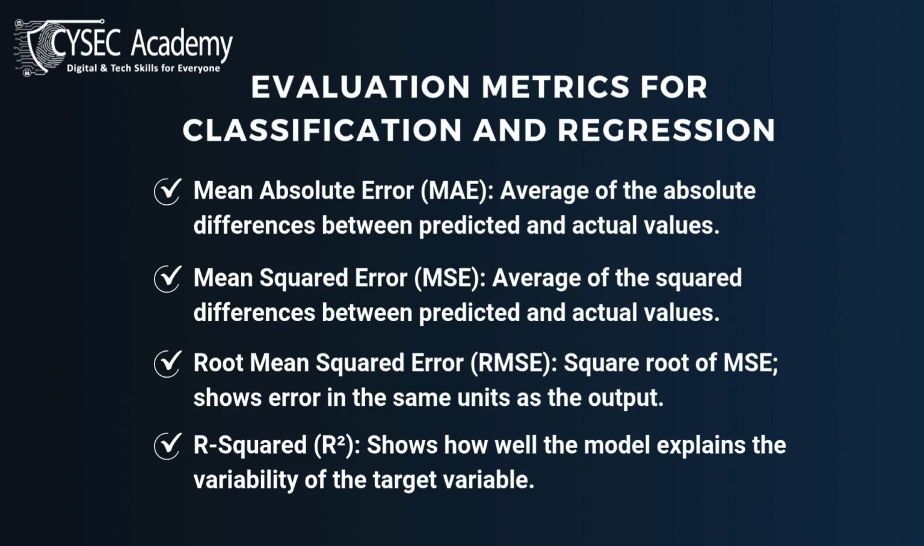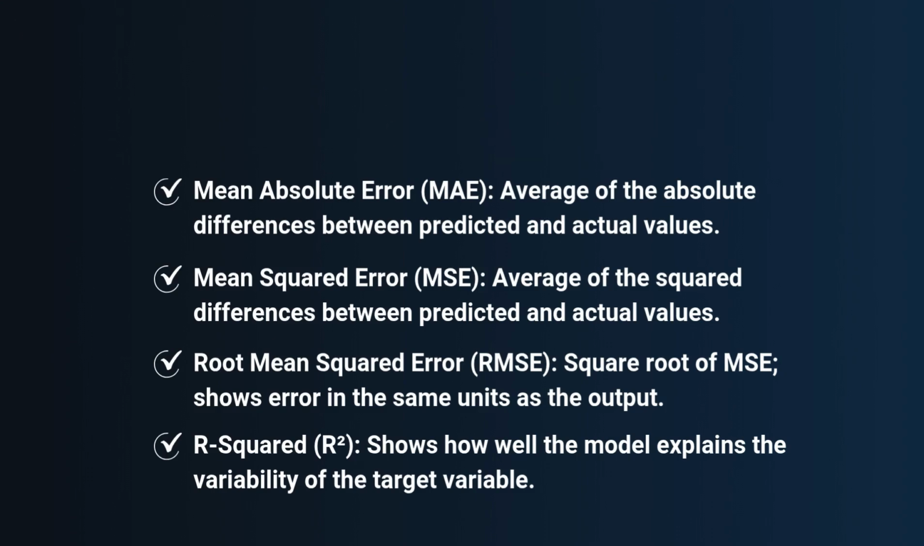Root mean squared error, RMSE. Square root of MSE shows error in the same units as the output. R squared, R². Shows how well the model explains the variability of the target variable.